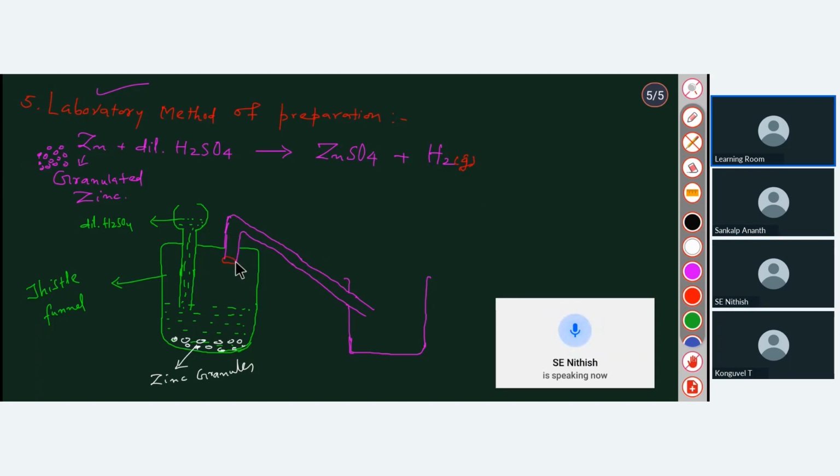Are you getting this whole bottle? Yes, it is closed, because the hydrogen gas formed will just escape. If we are just carrying it in an open beaker, then the hydrogen gas will go into the atmosphere, but we have to collect it. So how to collect it, I will tell you here. You close that also, and I got a jar of hydrogen.